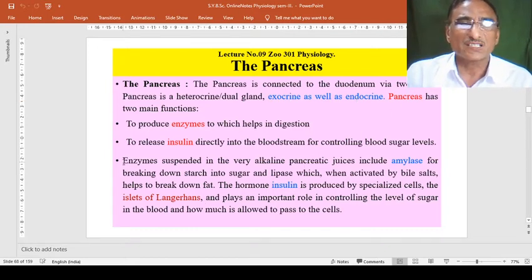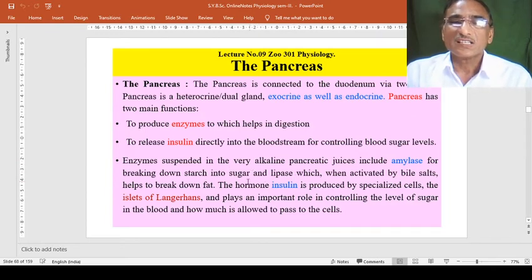The enzymes secreted by the pancreas are suspended in very alkaline pancreatic juice. It includes amylase, which we have already seen in the mouth, in saliva, as ptyalin. This amylase is also present in the intestine, and breaks down starch into sugar, which is the maltose sugar. And lipase digests lipid materials when activated by bile salts, and helps to break down fat. So they help to digest carbohydrate as well as fat, in short.